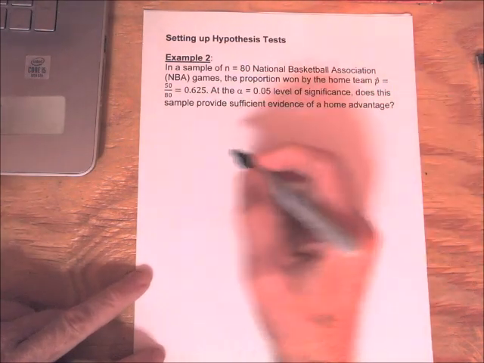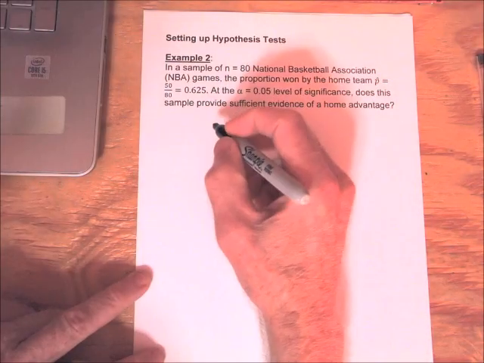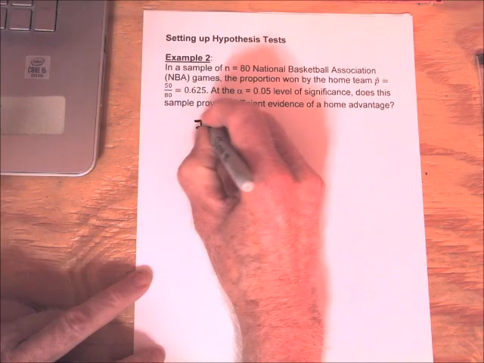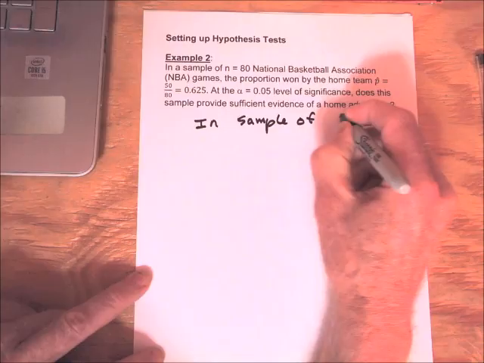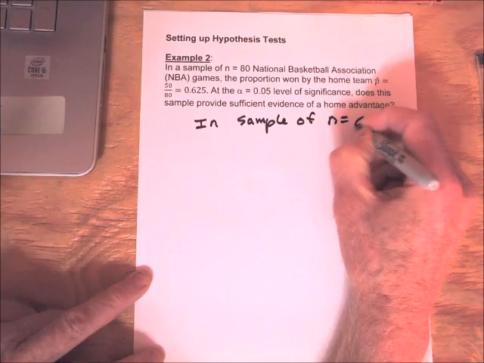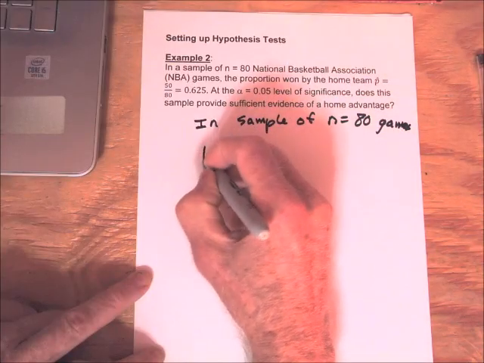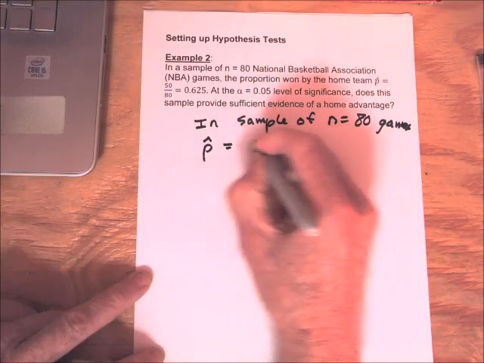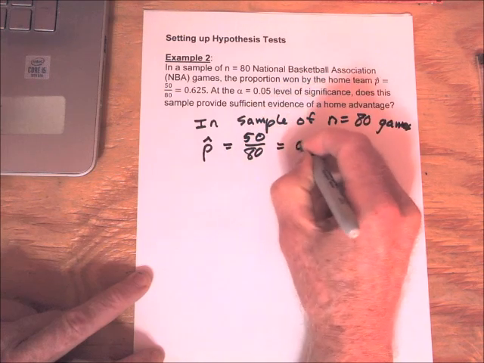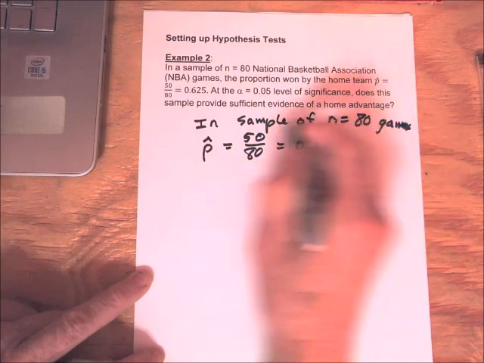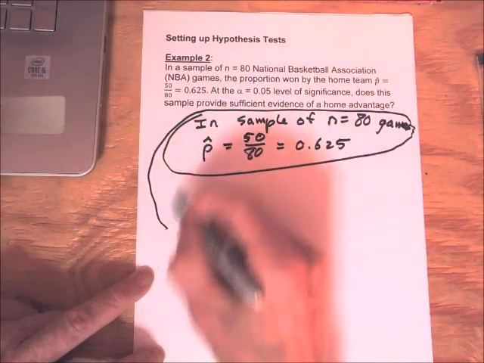And I'll make a little diagram to illustrate the relationship between the sample and the population. So in a sample of n equal 80 games, the proportion won by the home team, or p hat, is 50 out of 80, or 0.625 as a decimal if you divide. Now this sample is taken from a larger population.